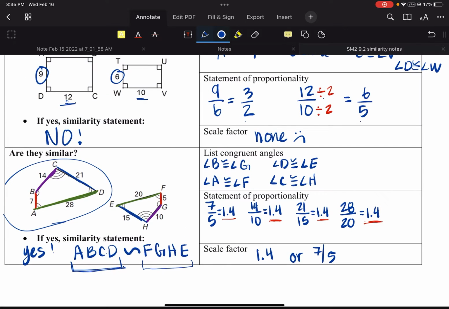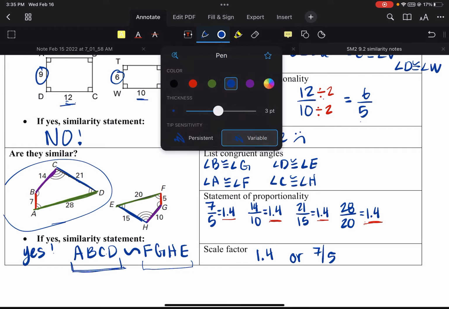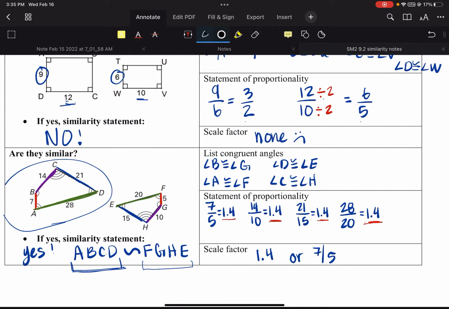Now, actually, before we move on from this problem, I want to point out something. It is possible that when you wrote your statement of proportionality, you have all your fractions upside down. So you might have 5/7, 10/14, 15/21, and 20/28. That is totally fine. So let me write out what that would look like. You could have all the same fractions but flipped.